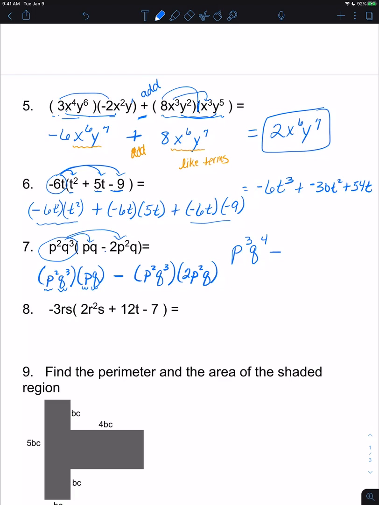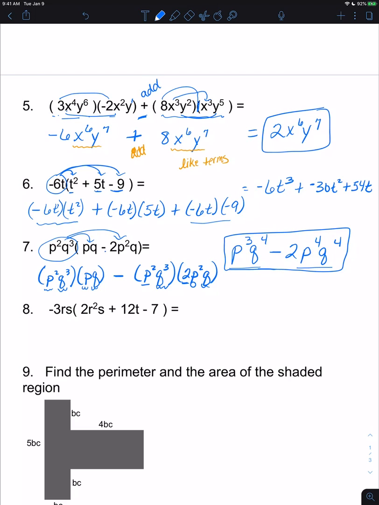Minus, numbers first, we've got the 2. And p squared times p squared is p to the 4th, 2 plus 2. And then q cubed times the q is q to the 4th. Notice now, these are not like terms. This term is a p cubed q to the 4th, and this one is a p to the 4th q to the 4th. So they are not like terms, so we cannot join them together. So therefore, that is your final answer.